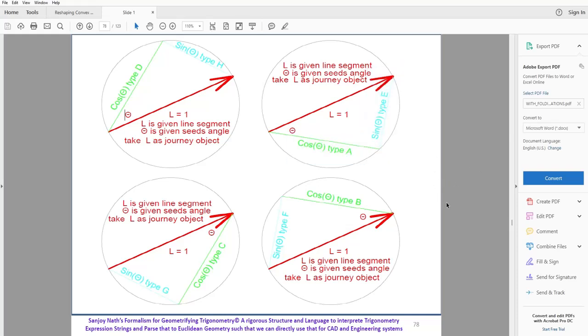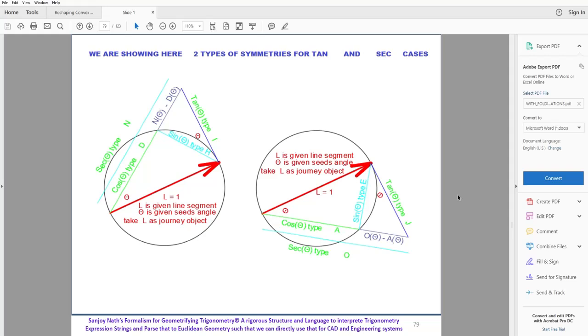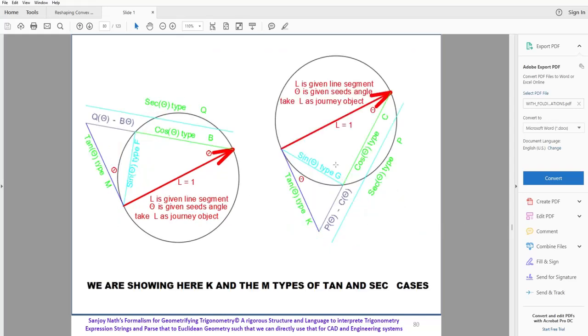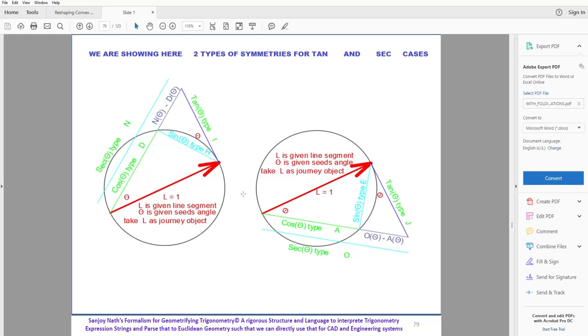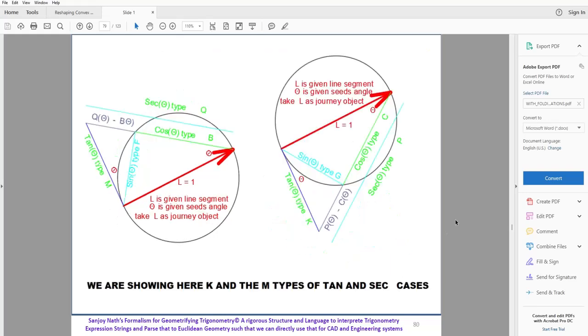If the output is sin theta of type E, then the complement line segment is the cos theta of type A. In this way, in Sanjoy Nath's Geometrifying Trigonometry, for a given hypotenuse L equal to 1, we get 4 different cos theta A, B, C, D. We can get 4 different sin theta E, F, G, H. In a similar way, when L is a given line segment, tan theta of type I, tan theta of type J, tan theta of type K, and tan theta of type M are there, and similarly sec theta of type N, sec theta of type O, sec theta of type P, and sec theta of type Q are possible.